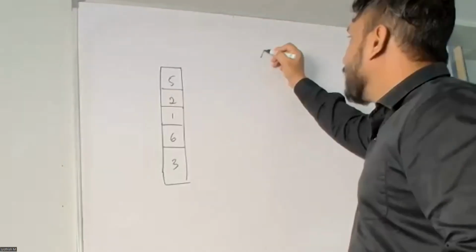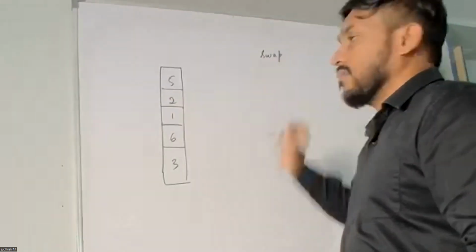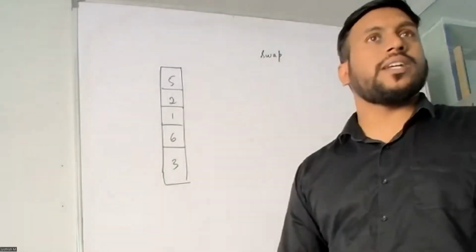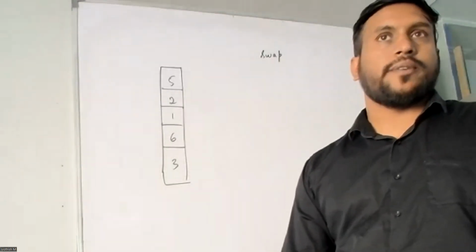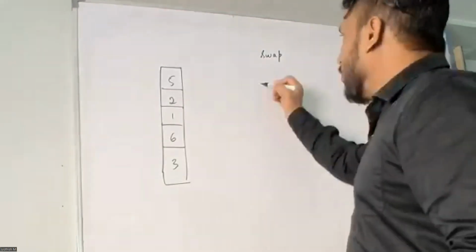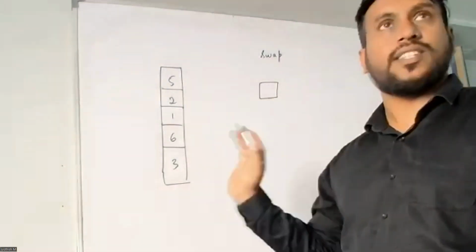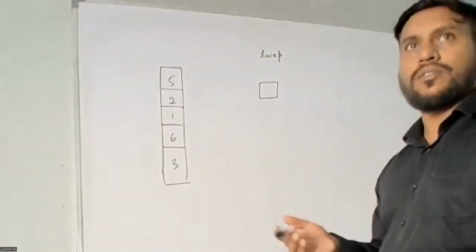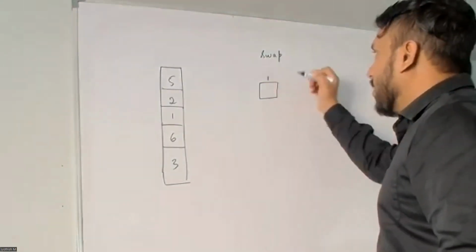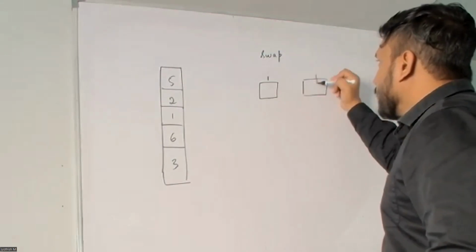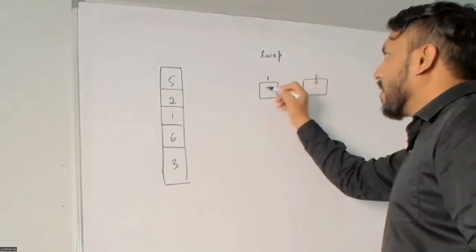You need to know swapping. What do you mean by swapping? Okay. So you have two variables. First, let us see the swapping program. Then we will see this program using for loop. So I have i and I have j.